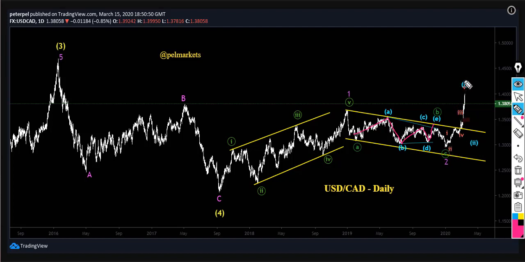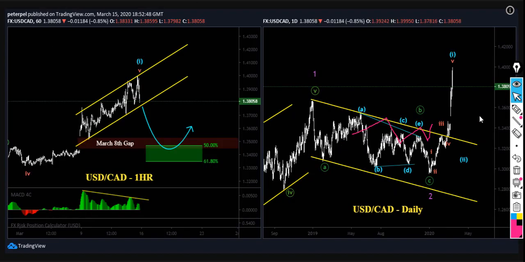We can see that we are now in blue wave 1. We've completed a 1, 2, 3, 4, 5. So let's see how we are going to trade this week. You can see that now the market is done with wave 1. So we are looking for a pullback for wave 2 before we go for wave 3.